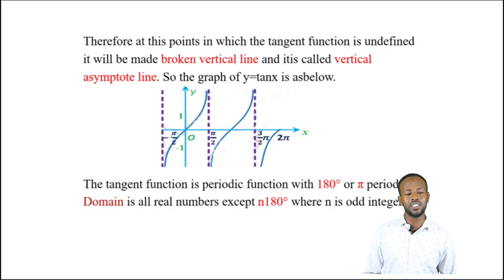What are the undefined places? n times 180 degrees, or n times pi, where n stands for odd integers. So this is why we didn't say all real numbers for the domain.